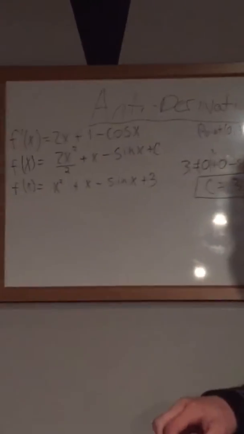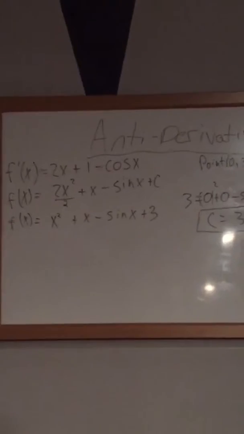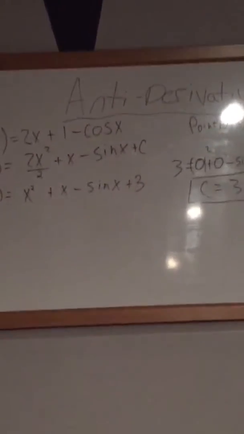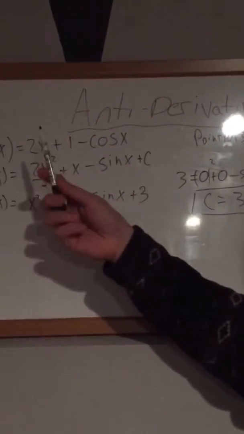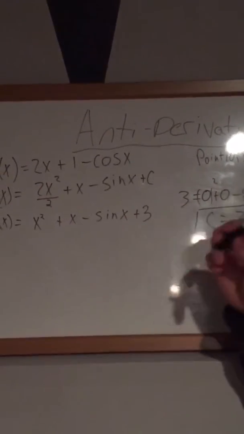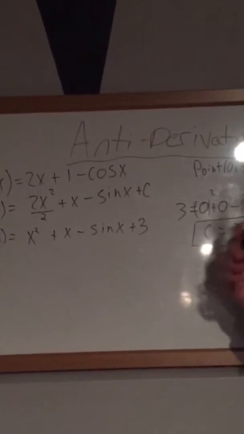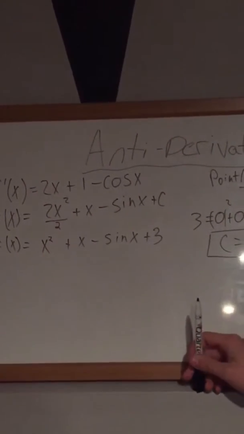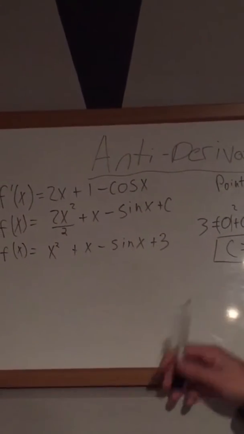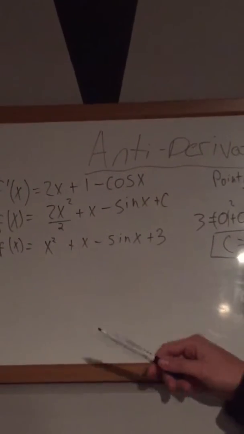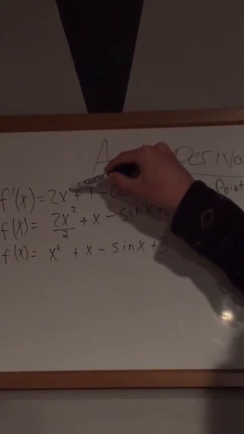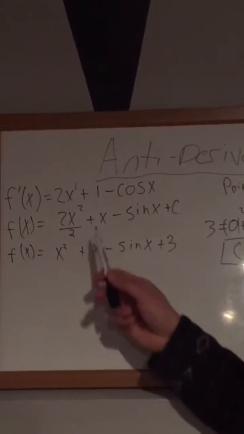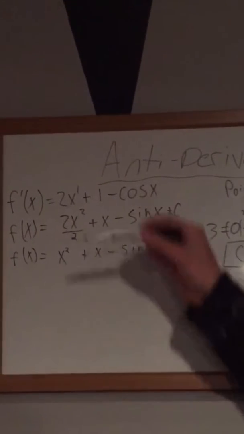In exercises 31 through 34, find the function with the given derivative whose graph passes through the point P. This is actually exercise 34, and you're given the derivative, f prime of x equals 2x plus 1 minus cosine x, and then they give you the point (0, 3). The next step is to find the original function. You take the exponent that is already there, which is actually 1, so you get 2x squared, and then you divide by the new exponent, 2, and this cancels.